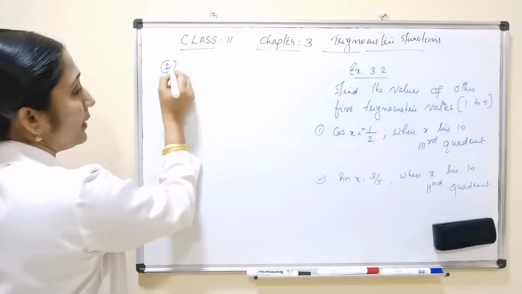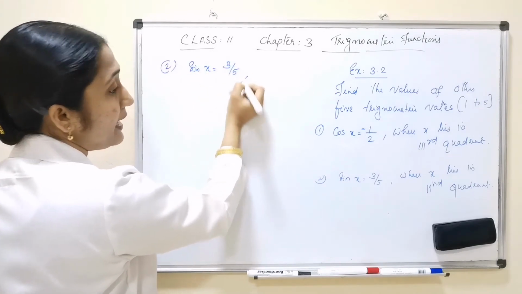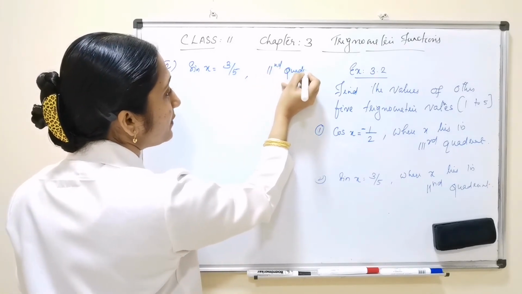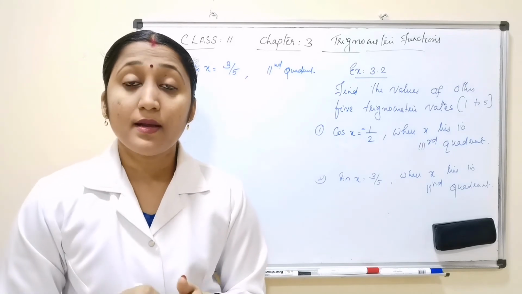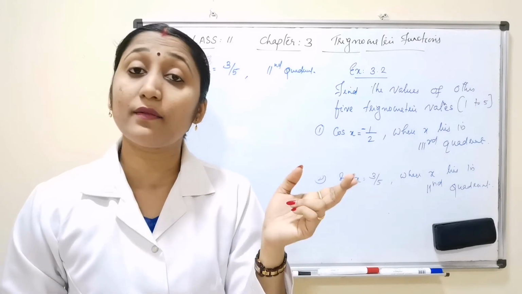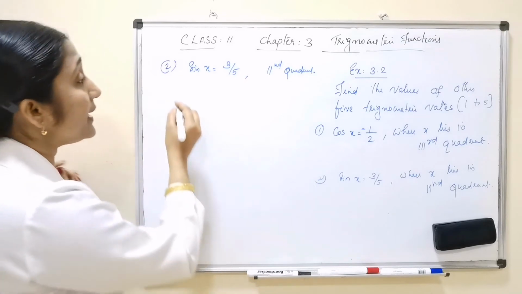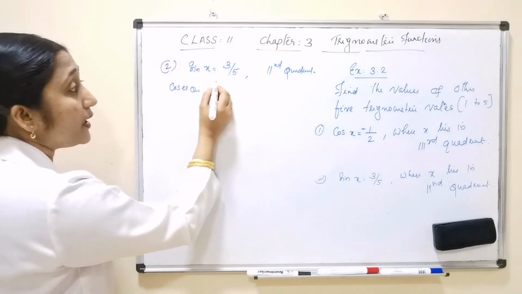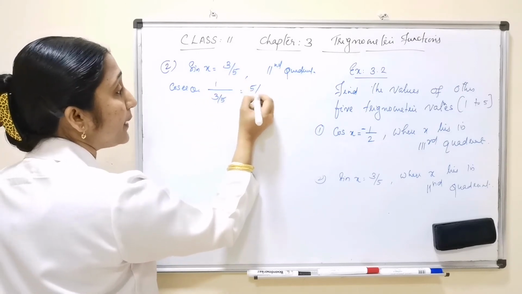The second problem is sin x equal to 3 by 5 and it is in the second quadrant. What is the speciality in the second quadrant? The sine and cosec values are positive but all other values are negative. That is why here sine is positive. Since sine is given, we want to find the cosec. What is cosec? It's very easy, reciprocal, 1 by 3 by 5, which is nothing but 5 by 3.